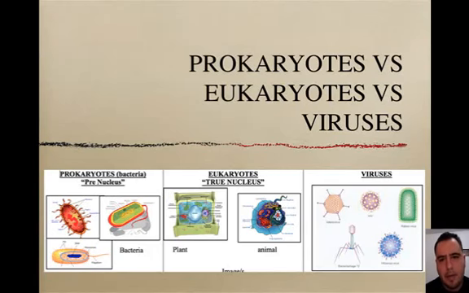Alright students, so today we're going to learn about prokaryotes versus eukaryotes versus viruses. As you can see, here's a quick overview. Prokaryotes are also known as bacteria. They include the bacteria kingdom, and they don't have a nucleus.